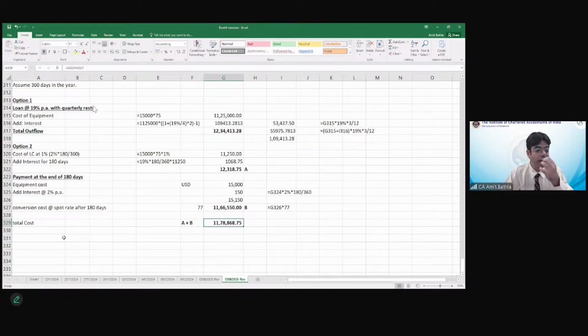Now you can compare 1234, 1178. Have you been able to justify? Because that is what was asked of us. Option 2 is cheaper than option 1. Thus, justified. Right?